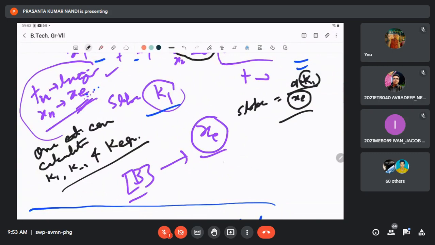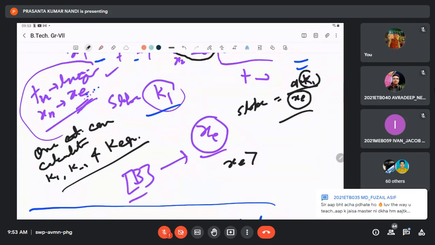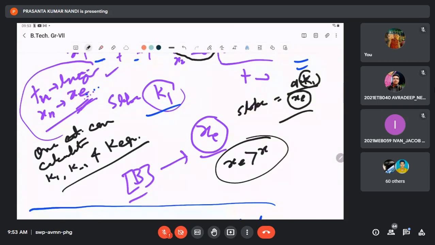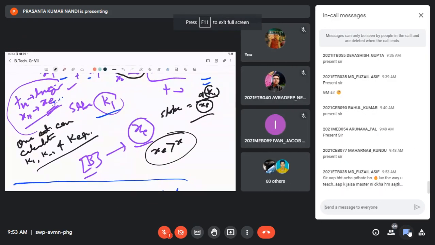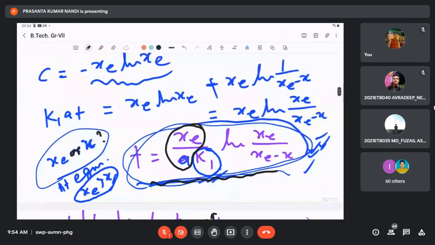And what we have learned is that Xc is always greater than X. That is, the equilibrium concentration of the product must always be the highest, right? So if you allow sufficient or longer time, the reaction will gradually settle down to an equilibrium state, and at the equilibrium state you will get the maximum amount of product, right? That's all. So you follow these kinetics.